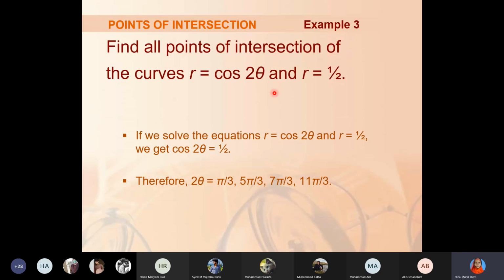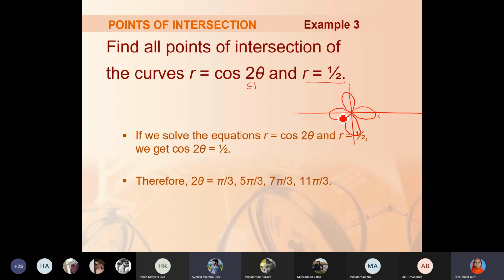Find all points of intersection of the curves r is equal to cos 2 theta and r is equal to 1 by 2. So what is the graph of r is equal to cos 2 theta? We have sketched this graph. It is a four petal rose, just like this. And what is the distance of this point? The radius r is 1, so r is less than or equal to 1. So this maximum distance is 1. And this is r equal to 1 by 2.